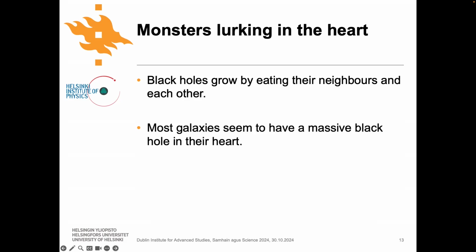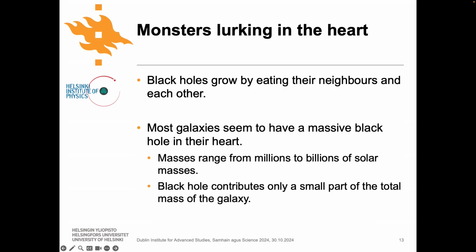That we see in the hearts of most galaxies black holes whose masses are millions to billions of solar masses. Nevertheless, typically they're a small part of the total mass of the galaxy, like in the case of the Milky Way, about 1/1,000,000th of the mass of the Milky Way is in the supermassive black hole in the center, but their evolution is closely tied to the evolution of the galaxy. And it seems quite difficult to understand how they have actually grown so large, so fast.